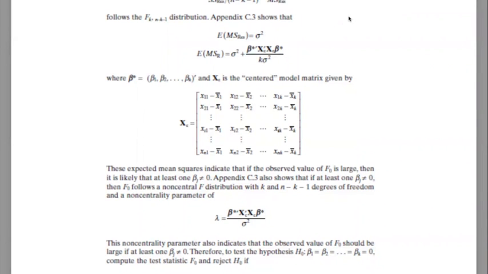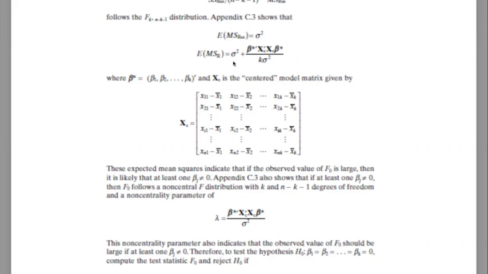Now, what they're showing on this slide, and this is a screenshot from the textbook that they're using, is that the expected value of the mean squared error is always sigma squared. It's always the variance of that error term in the multiple regression model. The expected value of the mean square for the regression is equal to sigma squared plus this quadratic form. And in general, this quadratic form value would be positive, and so the expected value of the mean square for the regression would be something larger than sigma squared.